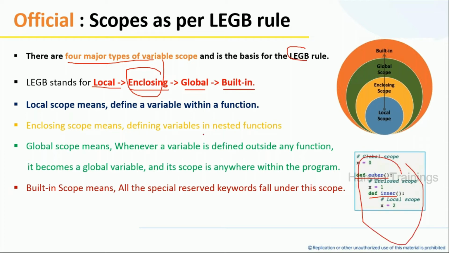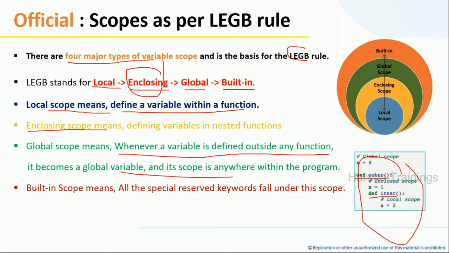Now, local scope means defining a variable within a function, which we have already done. Global means whenever a variable is defined outside of a function, that is global. Now, the third one is enclosing scope, meaning defining variables in a nested function. What is the meaning of nested functions? If I declare a function within another function, that is called enclosing. Are you getting me? Now, all special reserved keywords are under the built-in scope.